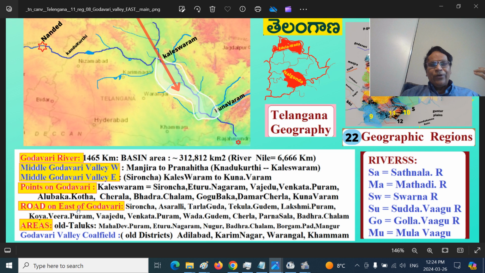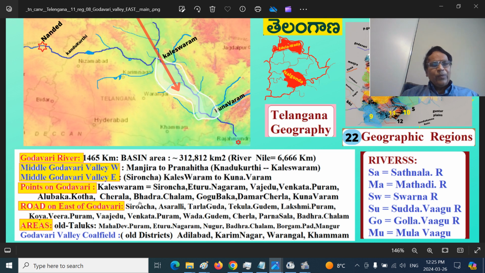The road east of Godavari, this is the Godavari River, eastern side of Godavari along the Godavari Valley and Albakka Mountains. This is the Albakka Mountains. These are the road points: Sironcha and Asaralli, Tarlaguda and Tekulagudam, Lakshmipuram and Koyavirapuram and Vazedu and Venkatapuram, Vadagudam, Cherla, Parnashala, finally the pilgrimage center Bhadrachalam.